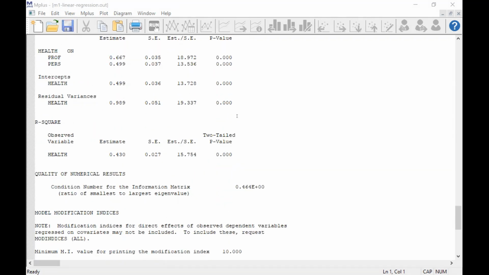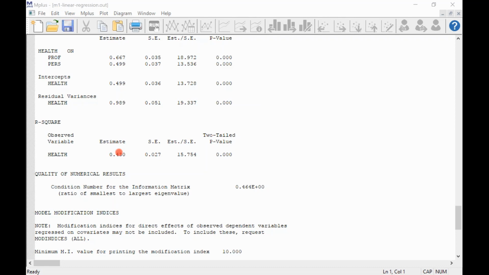at some point you will get the R-square. This is the counterpart for the residual variance. So the residual variance tells you the proportion of variance that is left unexplained by the predictors. In contrast, the R-square represents the proportion of variance that was explained by the predictors. So in this case, this is 43%.